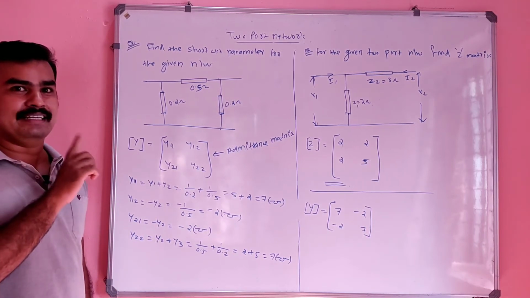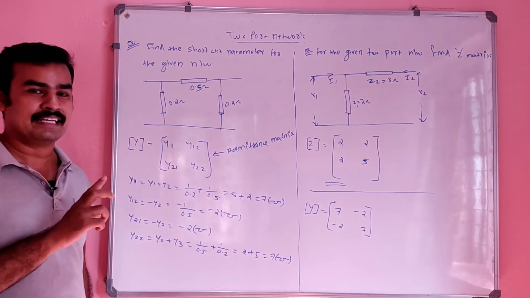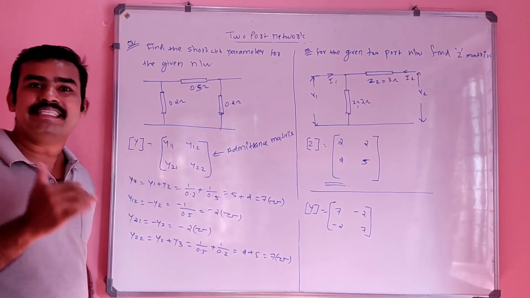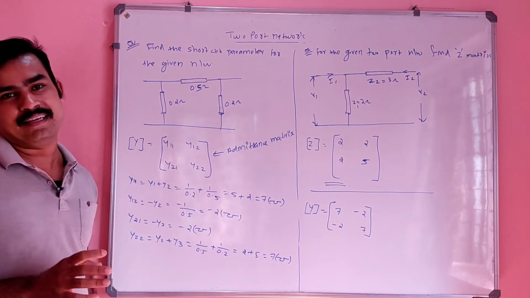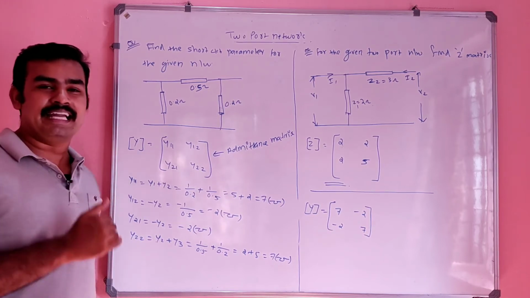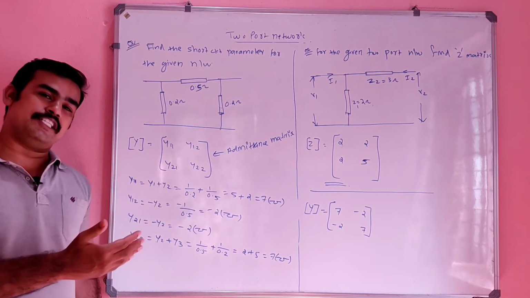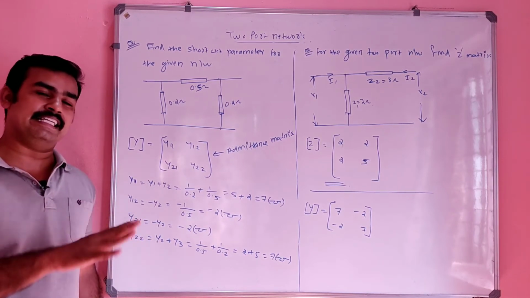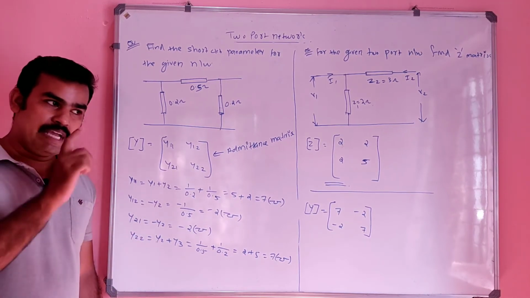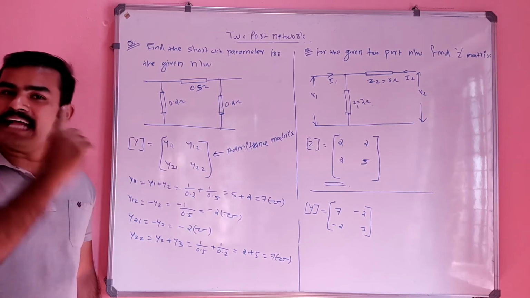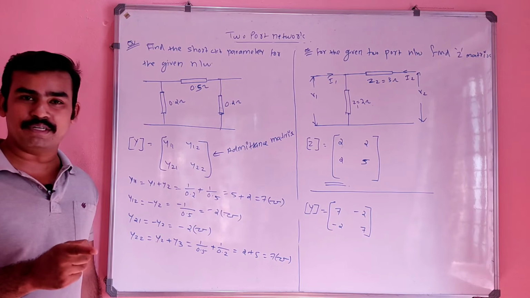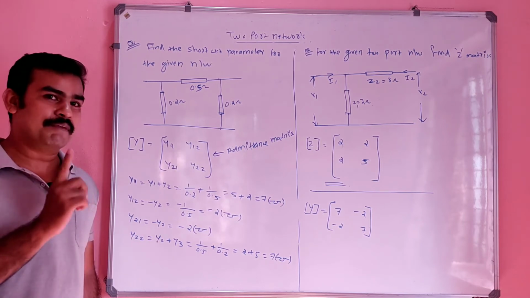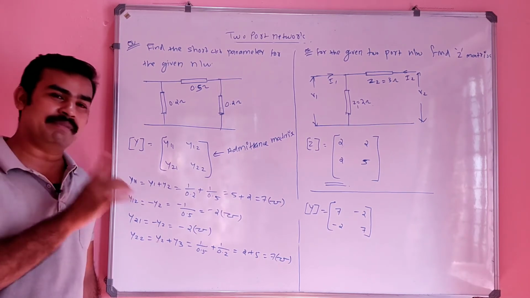If I made a mistake there, I am really sorry for that. We can't judge it from the Z matrix. We can only judge it from the ABCD matrix. Only with the ABCD matrix can we judge whether the network is reciprocal or symmetric. We can't judge that from any other parameters, whether Z, Y, or H parameters. We can predict only from the ABCD parameters.